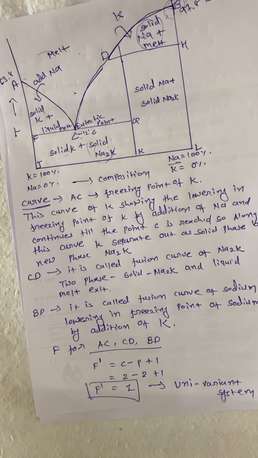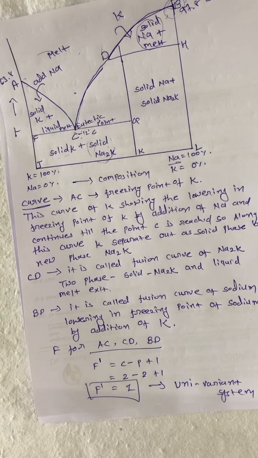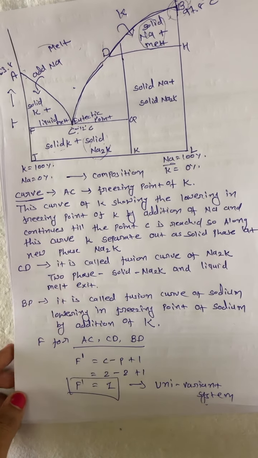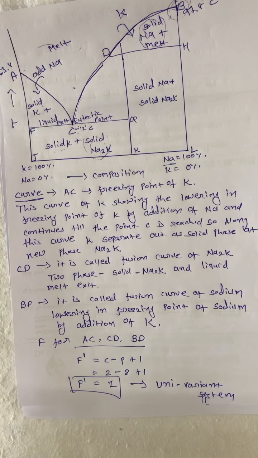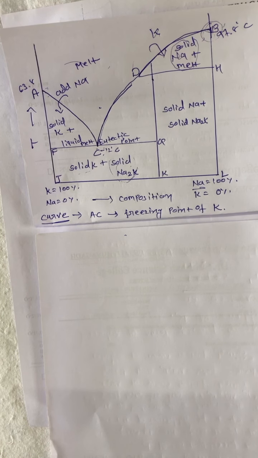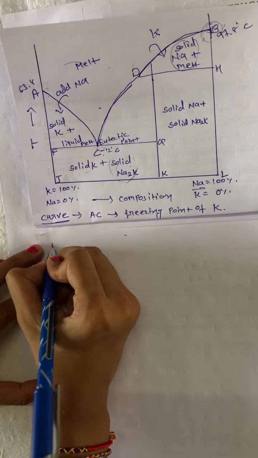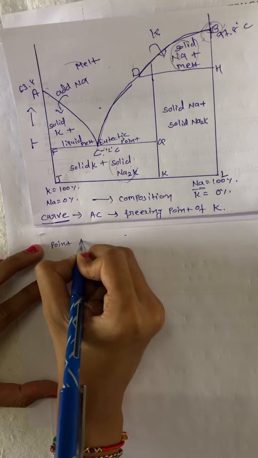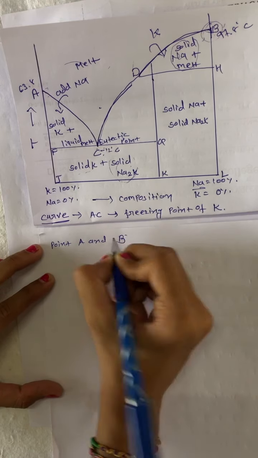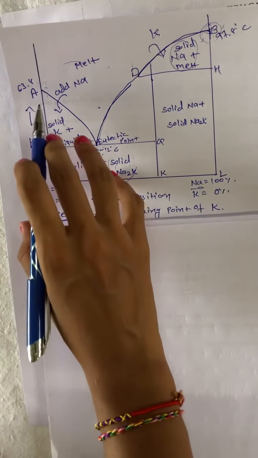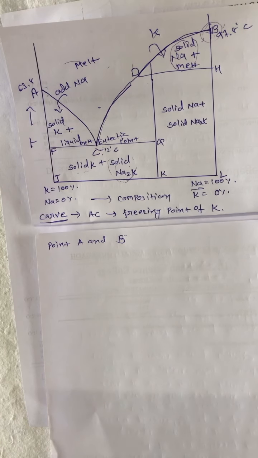So this is a univariant system, right? Now we move on to the points. Point A and point B. Point A represents the melting point of potassium and point B represents the melting point of sodium.